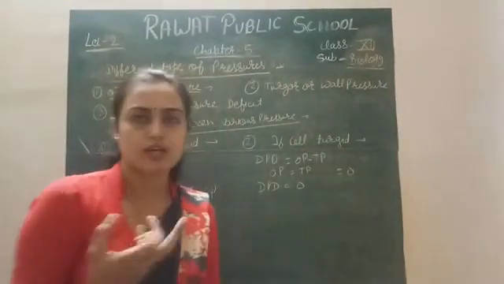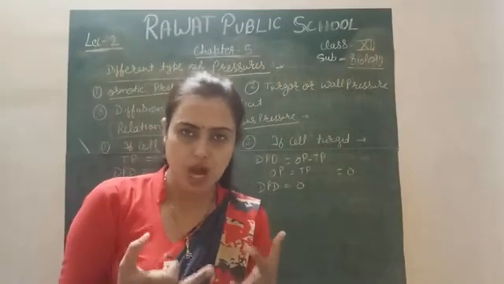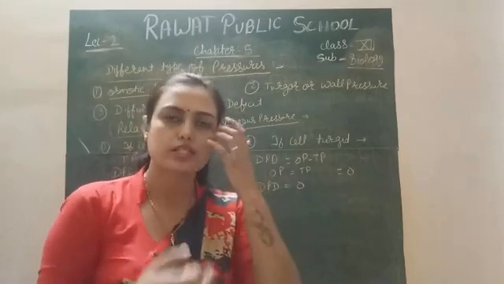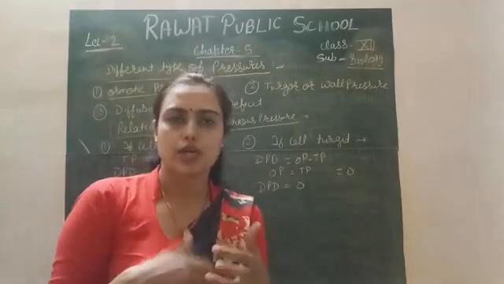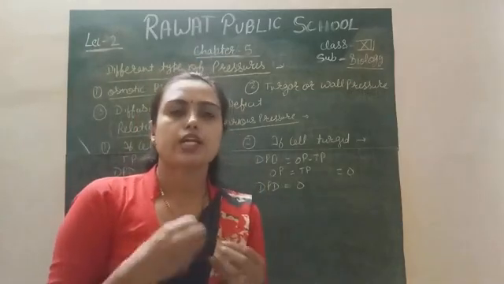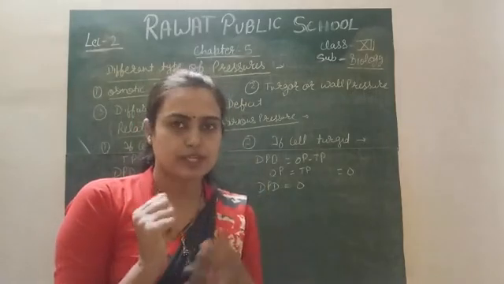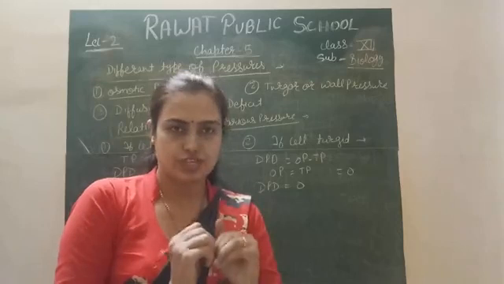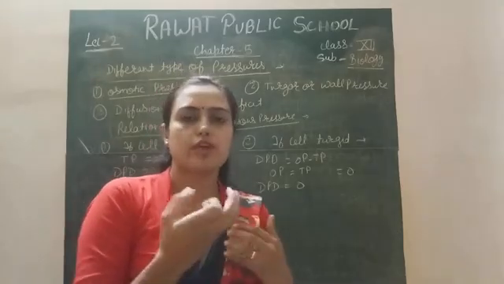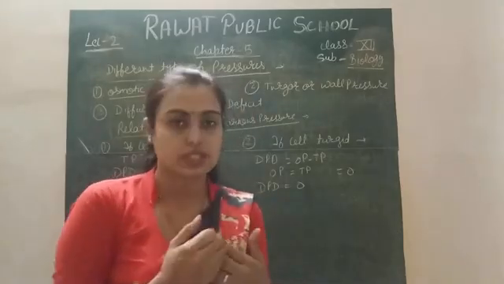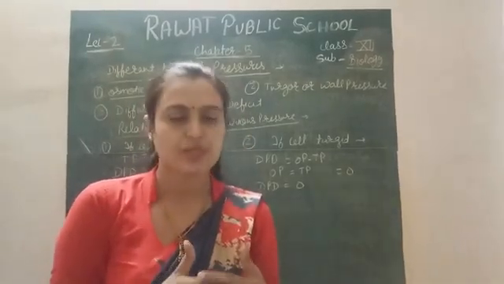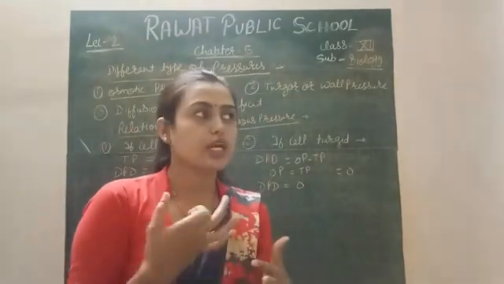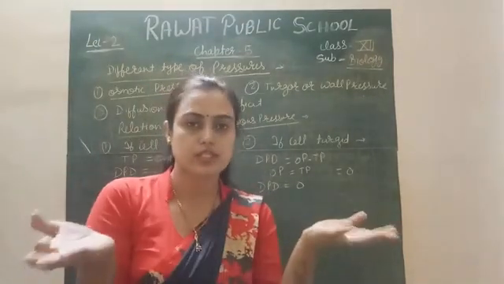Next is turgor pressure and wall pressure. When you keep your cell in water, in a hypotonic solution, then due to endosmosis there is a continuous intake of water into the cell. When water continuously moves into the cell, the cell becomes turgid. The pressure exerted by the solvent which enters the cell is called the turgor pressure. If turgor pressure continuously increases, there is a chance that the cell will burst.